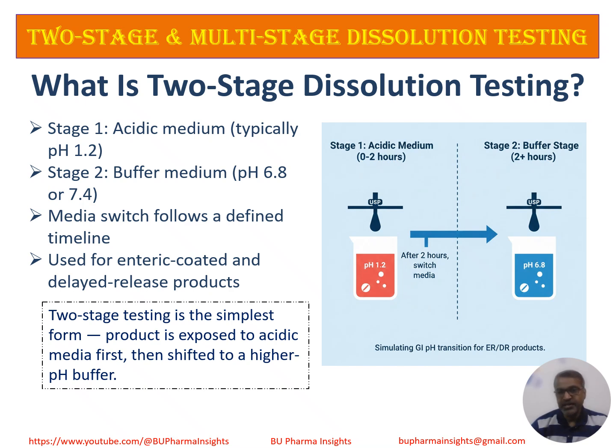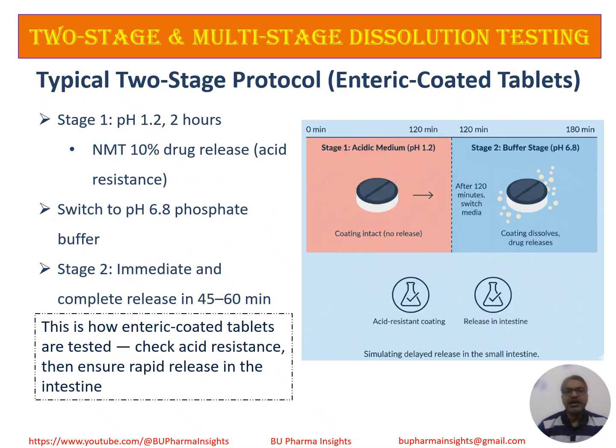Two-stage dissolution testing is the simplest and most common approach. The product is first exposed to an acidic medium, then shifted to the higher pH buffer to simulate intestinal conditions. This setup helps capture realistic environment-driven drug release behavior. Acceptance criteria are defined either in the compendial monograph or during method development, depending on the product.